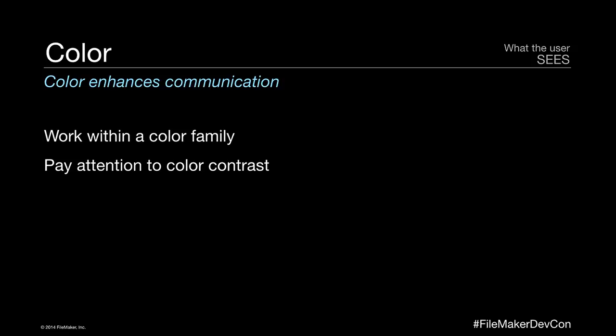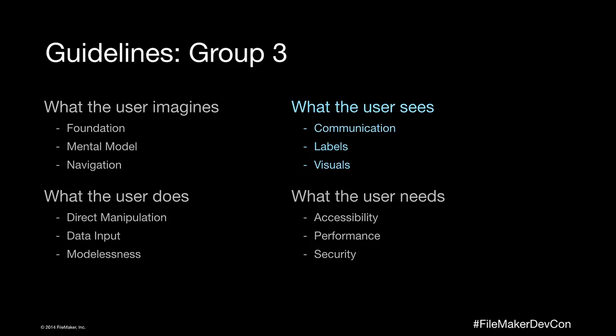To test contrast, try viewing your interface in grayscale, no color. Can you distinguish interactive, non-interactive, and background elements one from another? You can also try the squint test. Just squint at the screen and see what stands out for you. So that was group 3, what the user sees. I talked about communication, labels, and visuals. I'm fascinated by the physiological and psychological reasons behind graphic design rules. I hope you found them interesting too.